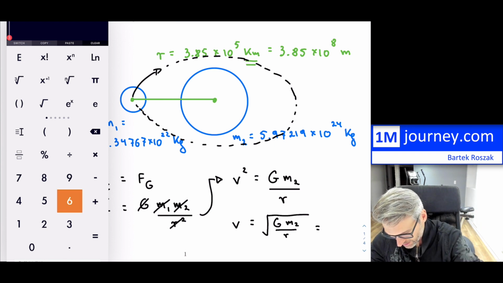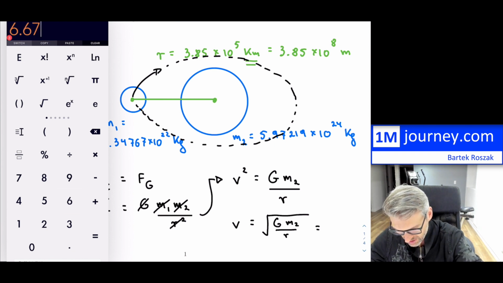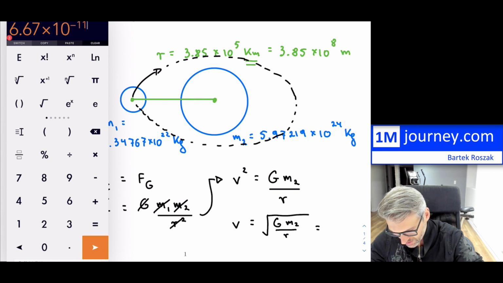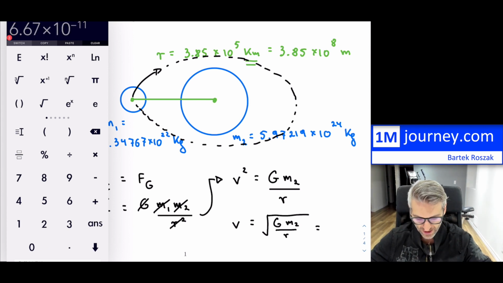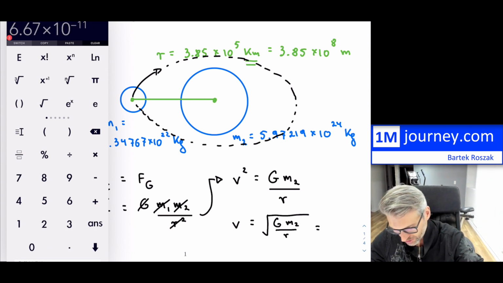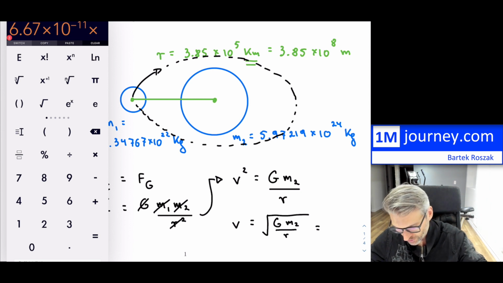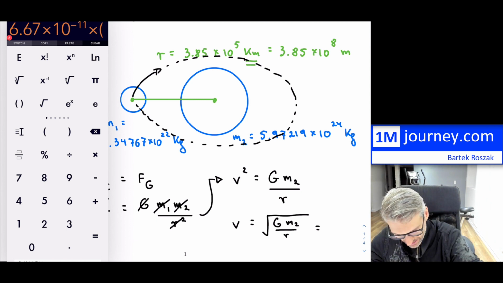So capital G, you may recall, is just 6.67 times 10 to the negative 11. That's what I have there. Now this is going to be multiplied by the mass of the Earth, so I'm going to take that and put that in.